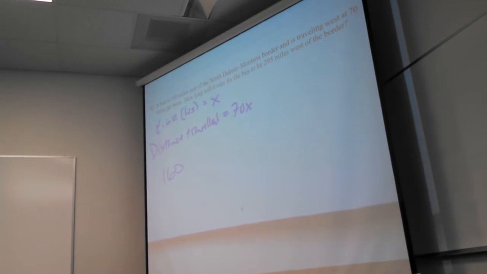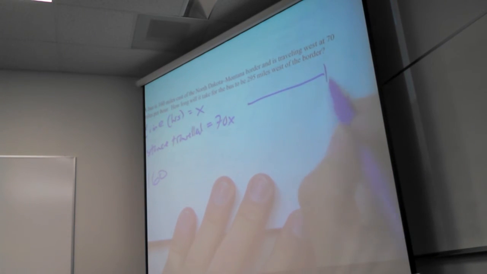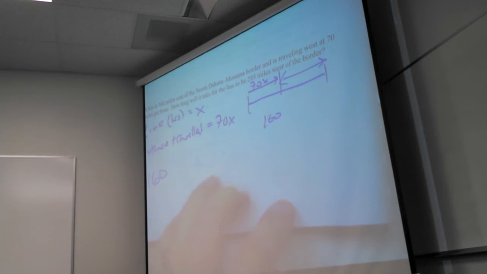Maybe drawing a picture is a good idea. So we start off 160 miles away. And then we go 70X miles. How far have we still got to go? 90. No, they're not like terms. Careful.